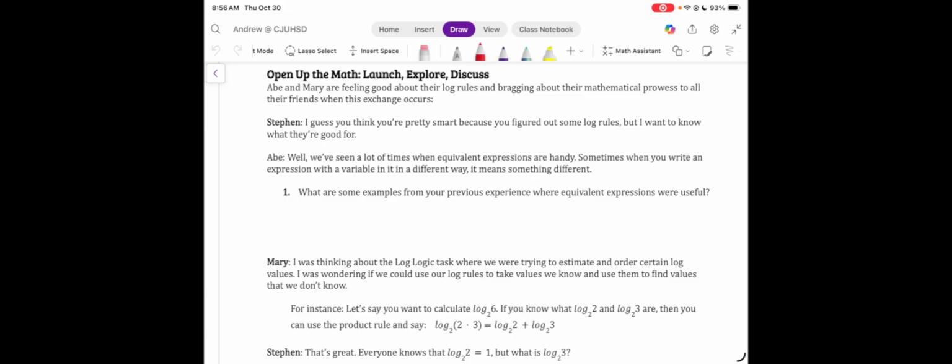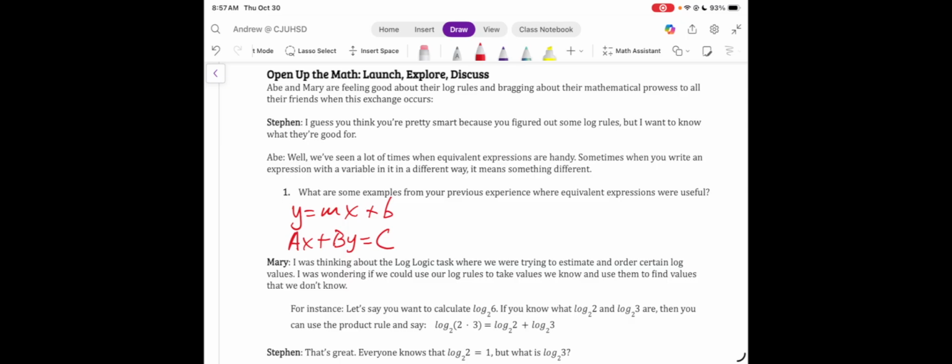And Abe says, well, we've seen a lot of times when equivalent expressions are handy. Sometimes when you write an expression with a variable in it in a different way, it means something different. What are some examples from your previous experience where equivalent expressions were useful? Well, back in Integrated 1, you may have looked at a line being y equals mx plus b, and you may have translated a paragraph into a linear expression ax plus by equals c.